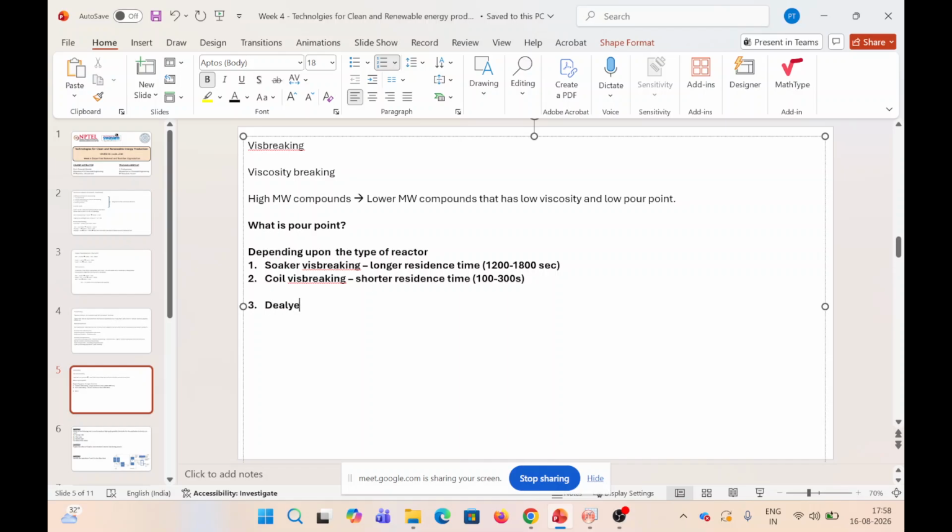So this is about visc breaking, and then we have another concept called delayed coking. Delayed coking is nothing but a thermal cracking process wherein you try to upgrade the petroleum residues by converting them into liquids and gases, and coke is actually left behind.